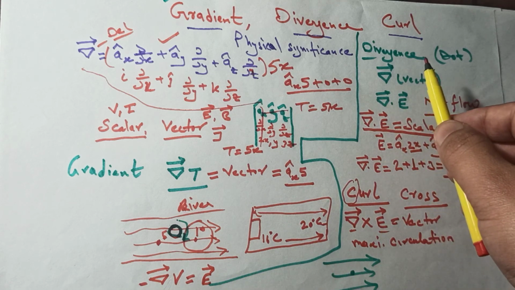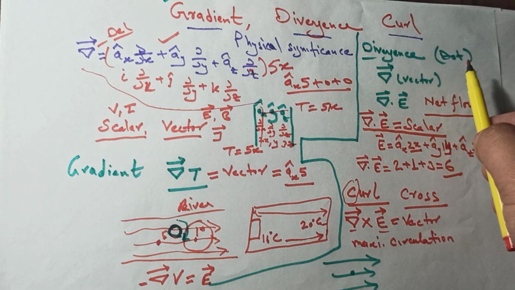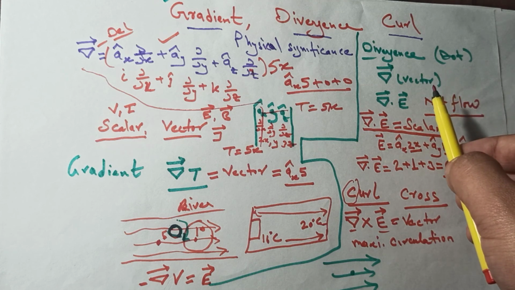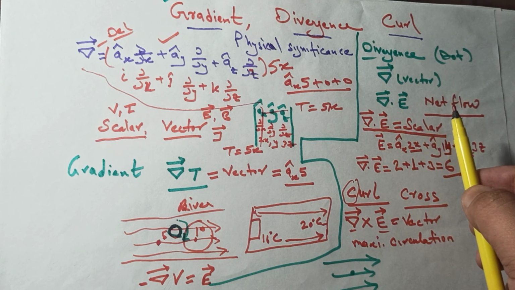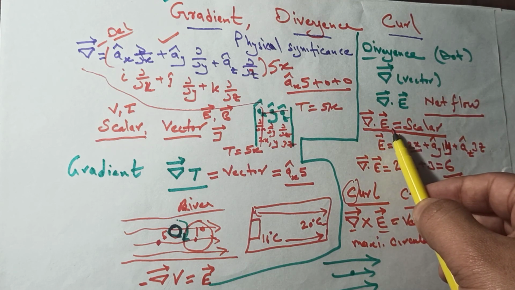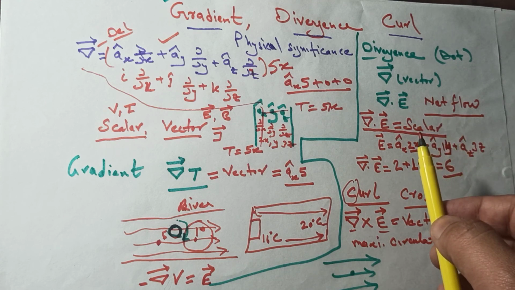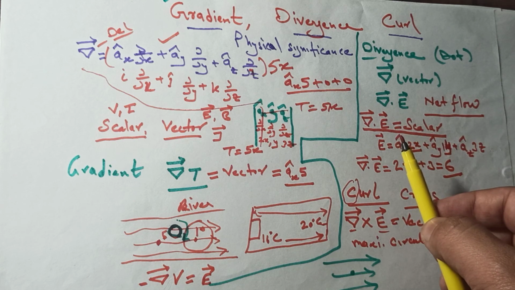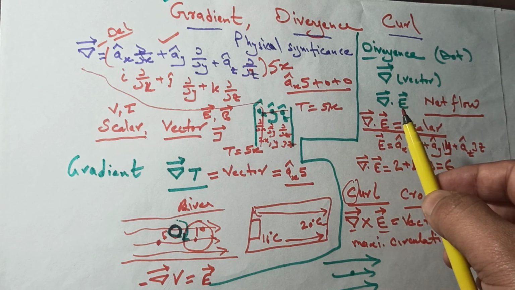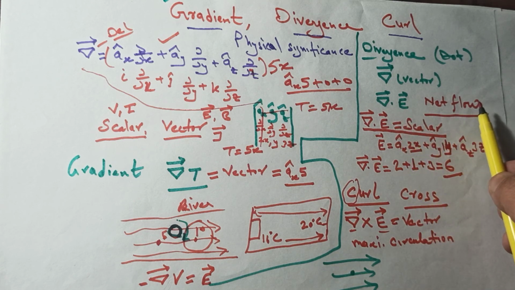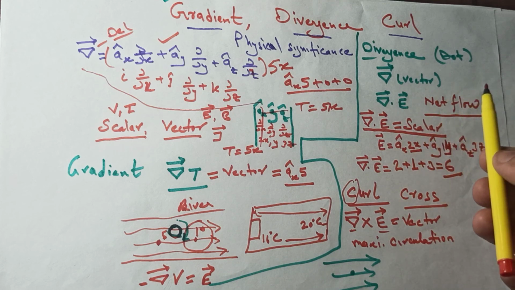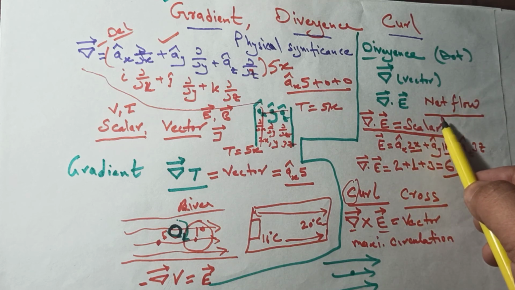Now take the divergence. D stands for divergence, D stands for the dot product. So it is for the vector field. So del dot E, the output will be a scalar. What is the physical significance? It will give you the net flow, or net flux you can say, and the output will be a scalar.